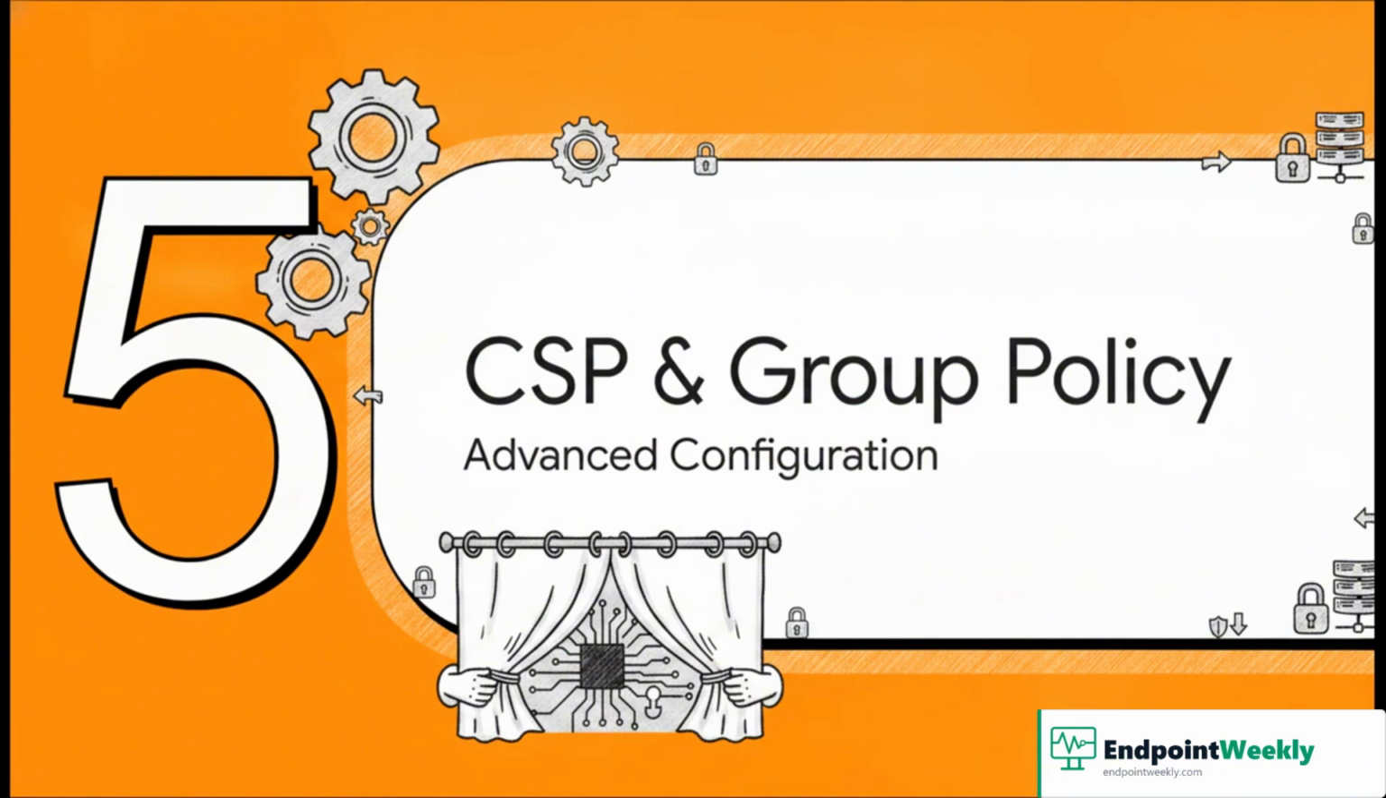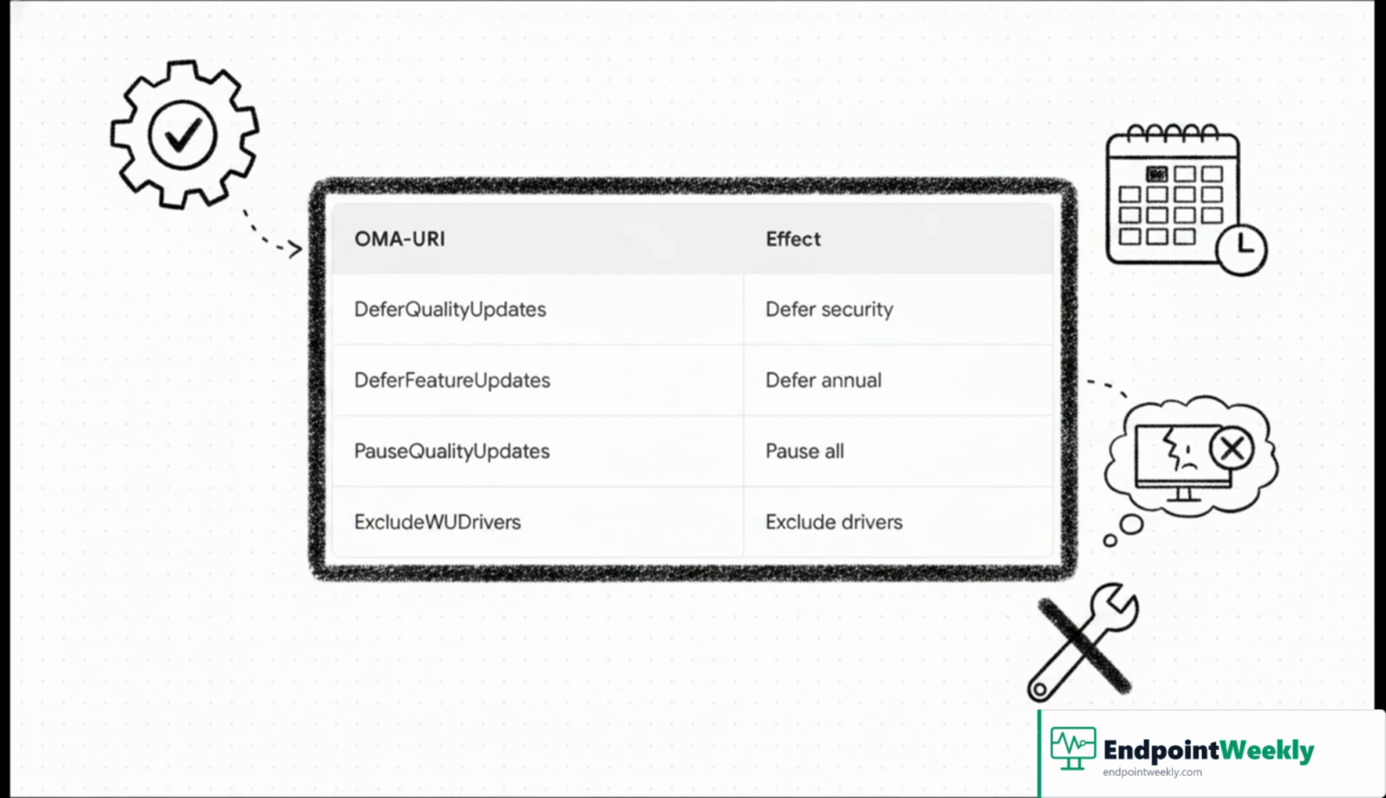Let's dive deeper with Section 5, CSP and Group Policy. We're elevating our technical depth here to pull back the curtain on the underlying configuration service providers. When you configure an update ring in Intune, under the hood, it's really just translating your clicks into OMA URI paths. For instance, to push that broad ring out 21 days, Intune sends an integer value of 21 to the Defer Quality Updates period in days path.